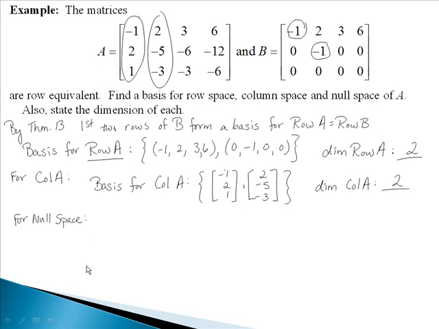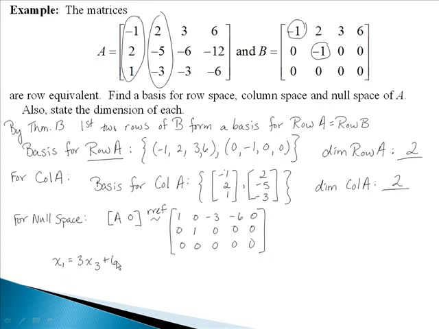Now we want to look at the null space, and we want to find a basis for the null space. Remember that we want to take our matrix A and set it up in an augmented matrix with a column of zeros, and we want to row reduce it. When we do that, we will get this matrix here. So I want to find the general solution, and I have that x1 is equal to 3x3 plus 6x4.